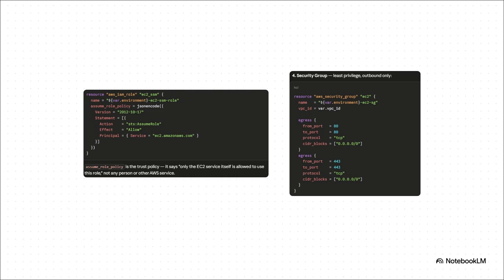Now, notice what's missing here. There is absolutely zero ingress block. The security group has no inbound rules whatsoever. It relies entirely on outbound connections for systems management.